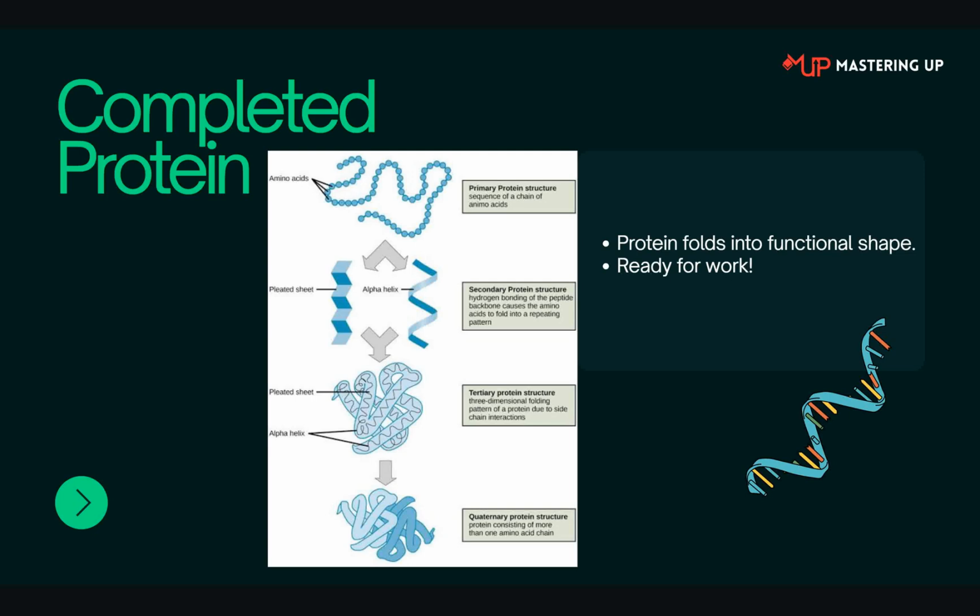Then it forms the three-dimensional folding with the chain interactions, which occurs according to the structure of the protein. Then finally, it forms the quaternary protein structure, which contains more than one amino acid chain. So this is how the protein folds into a functional shape, and then it begins to perform the functions inside the cell.